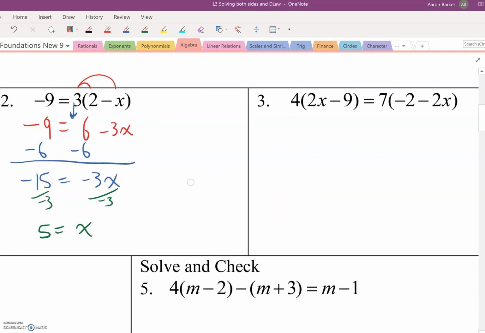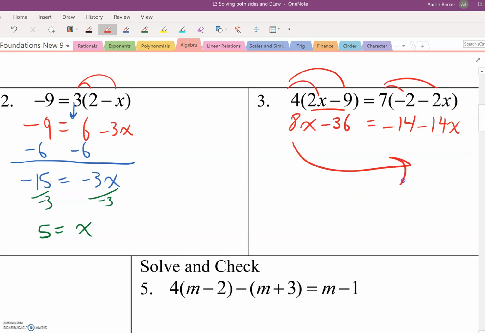Continuing on, next question. So now question 3 is very typical. You have to multiply in both sides. But the question's kind of broken into 2. So I only multiply 4 by the very first set of brackets. And I get 8x minus 36. And then the equal sign, notice again, you're lining up vertically to help you track your work. I multiply the 7 by this set of brackets. Negative 14 minus 14x. Good.